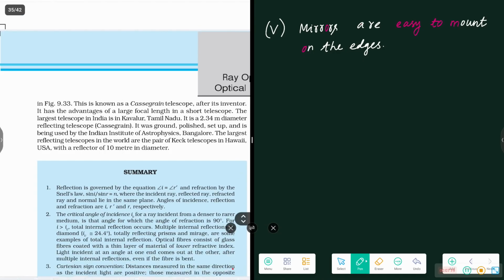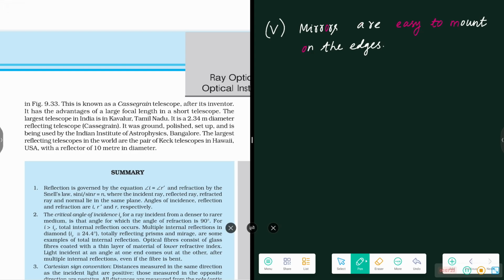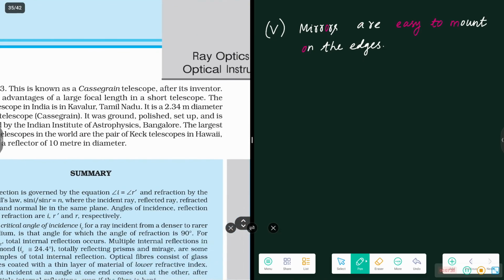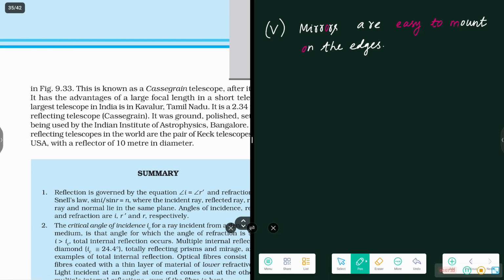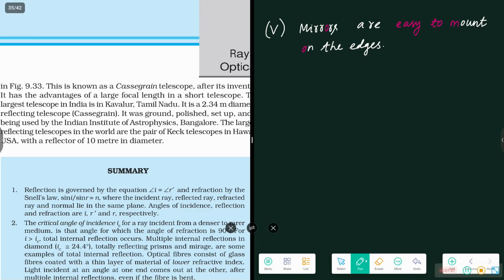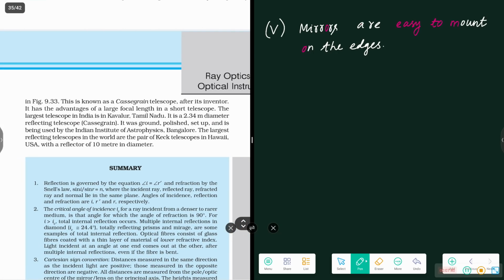See, one Cassegrain telescope has a large focal length in a short telescope, and the largest telescope in India is in Kavalur, Tamil Nadu. It is a 2.34 meter diameter reflecting telescope. About astronomical objects, if you want to know more, we have the Indian Institute of Astrophysics, Bangalore. It was ground, polished and set up and is being used by the Indian Institute of Astrophysics, Bangalore. So the largest telescope in India is in Kavalur, Tamil Nadu. HM sir will take you one day there. Everyone go with HM sir once and visit Kavalur.